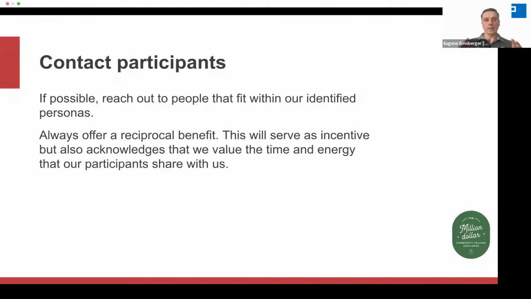So this next part about contacting participants can happen in parallel with the prototype development or creation. But as I mentioned, if possible, you want to reach out to people that fit within our identified personas, and always offer reciprocal benefit. This not only serves as an incentive, but it also just acknowledges that we appreciate the time and energy that the participants are sharing with us.